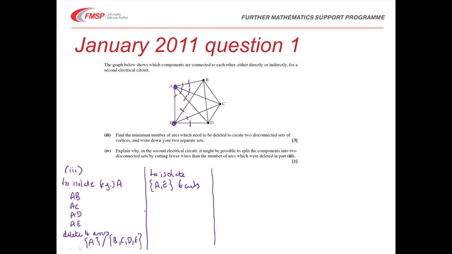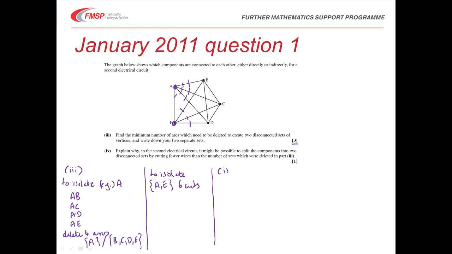Just to comment that for 3 marks you need some sort of evidence that you've tried to do this, but in particular you need to show the 2 distinct sets that you've created, as well as stating how many arcs need to be cut.